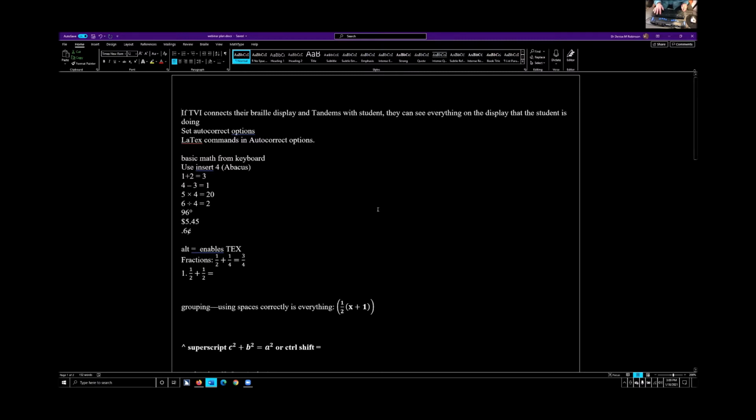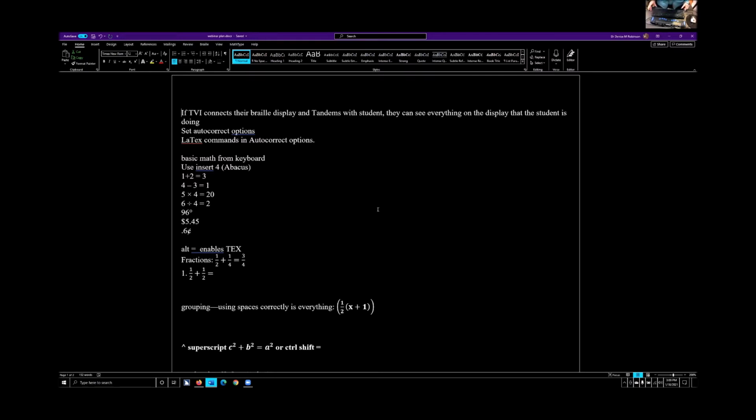If a TVI connects their Braille display in tandem with the student, they can see everything on the display that the student is seeing. Especially with virtual instruction, the advantage is that when you connect them with JAWS Tandem, you can actually see the Braille directly on the Braille display and immediately correct it. If you're not sure what I'm talking about, all these videos are on our YouTube site. Whether it's math or reading and writing, it really is phenomenal.